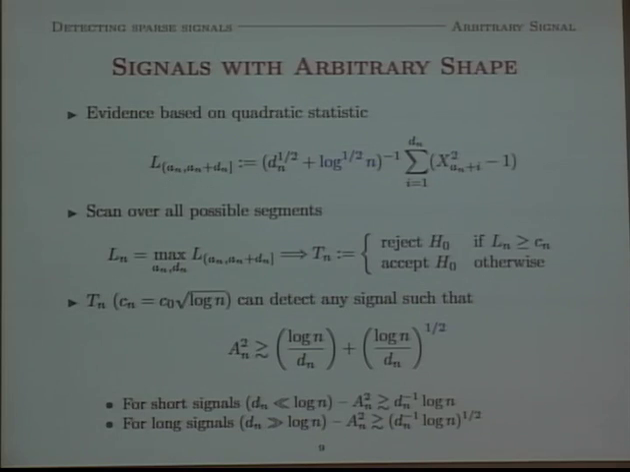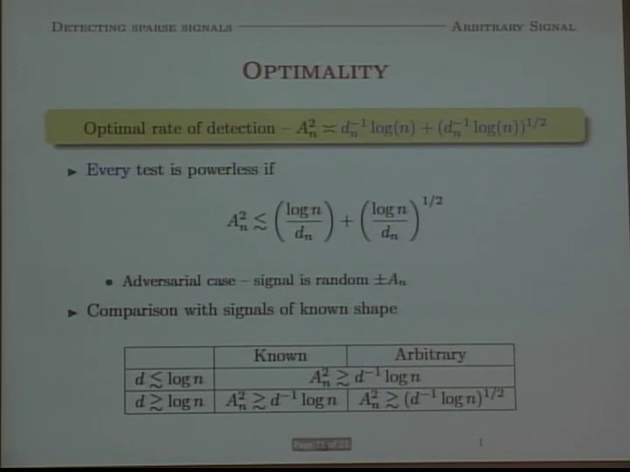But in terms of the rate, there are actually two interesting regimes. For short signals, you still have detection at a rate essentially log n over d. But for longer signals, all of a sudden you need to take a square root, which means you are going to ask for much stronger signal so that you can detect it. And you can also show this indeed is the optimal rate, in that any other detection scheme would become powerless if the amplitude is of order, or is smaller than or equal to this value here.